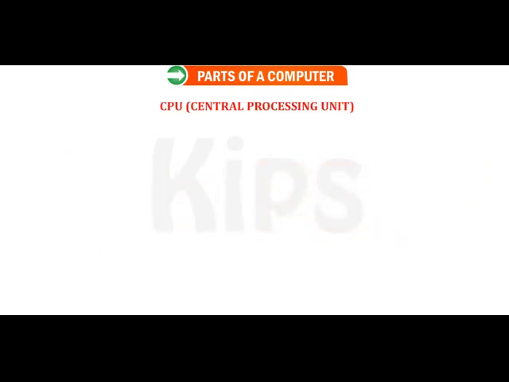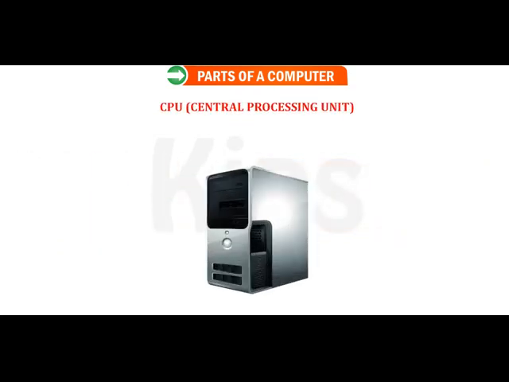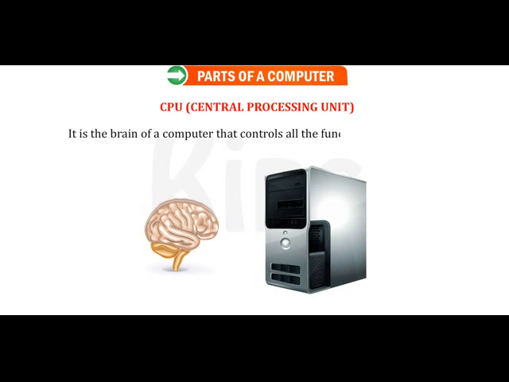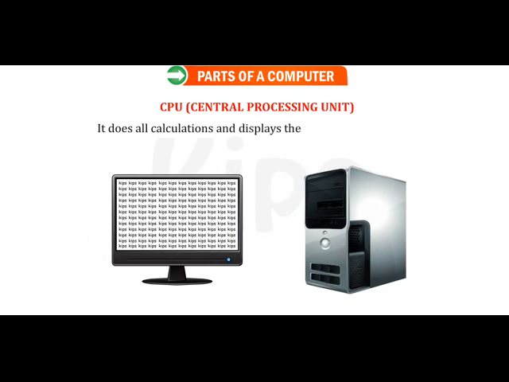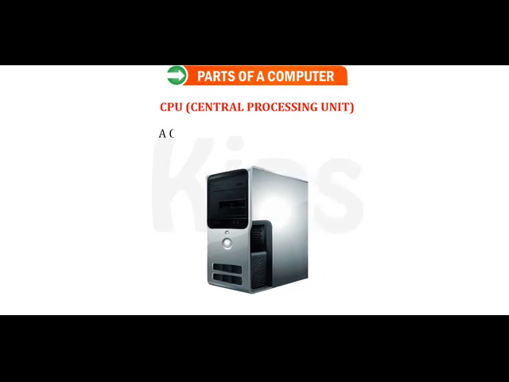Okay, now let us talk about CPU, that is, Central Processing Unit. It is the brain of a computer that controls all the functions of a computer. It does all the calculations and displays the result on the monitor. It also stores a lot of information. A CPU is made up of three main parts. They are MU, CU and ALU.